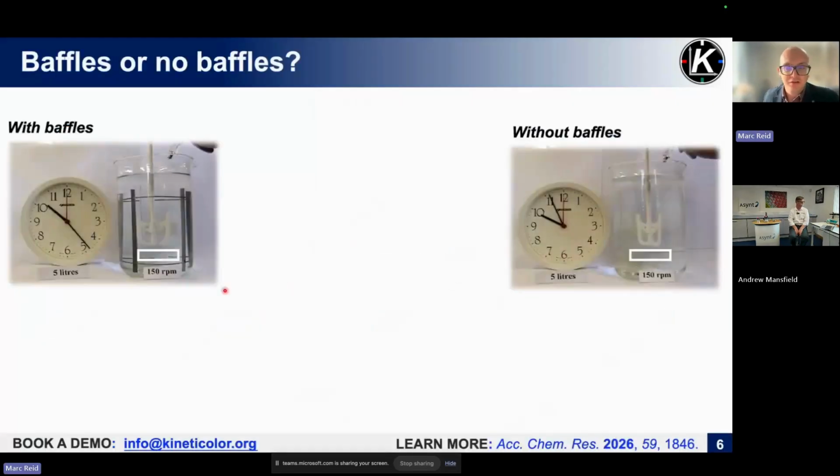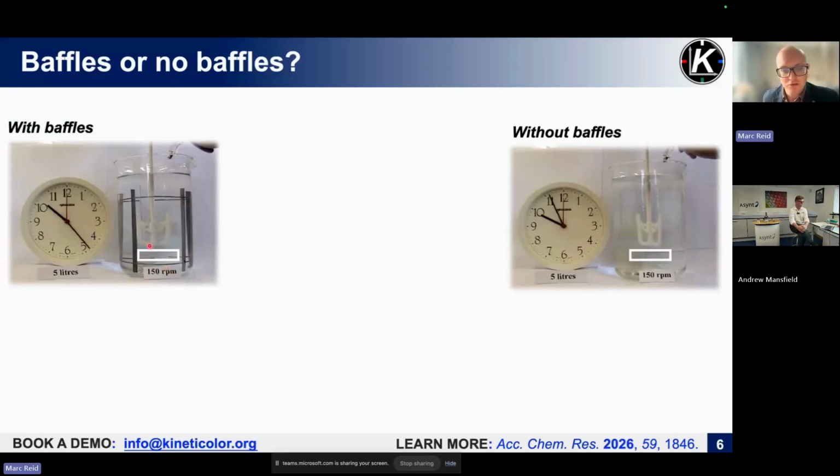So a fairly simple practical example, but again, mixing focused for today's webinar in the first case. What you're going to see is two short videos playing out side by side here. One of these reactors has a baffle cage in the beaker, the other one does not. They're both stirred in the same way at the same rate, and we're going to see the injection of a base to trigger the colour change in a pH indicator.